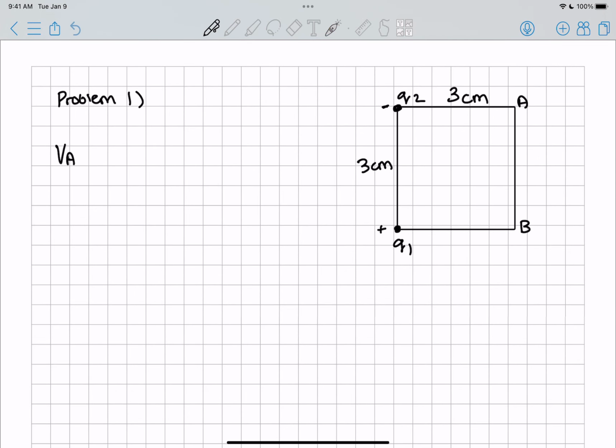But with electric potential here, we're concerned only with the source charge. We're not concerned with whether this point could be positive or negative. We're only concerned with the source charges, the charges that are generating an electric field and giving us some kind of electric potential. And those are Q1 and Q2.